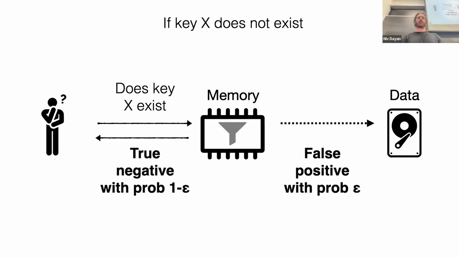Okay, and here are the semantics. The filter ideally returns a negative. That's the best case scenario, in which case we don't actually have to search storage. But it could return a false positive with a probability epsilon, or it returns a true negative with a probability 1 minus epsilon.